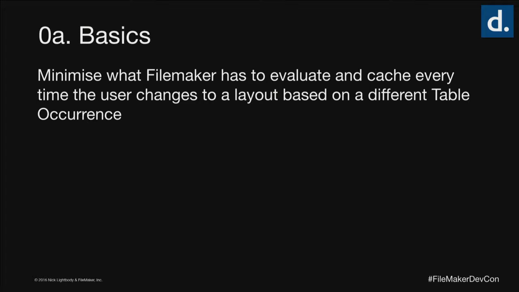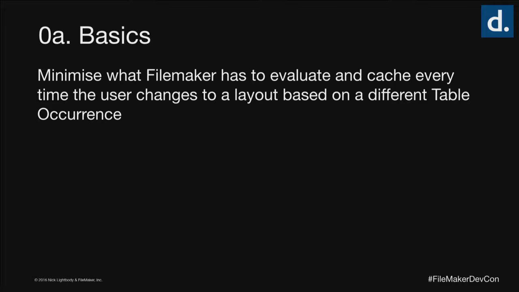So the first basics, though, we've already said we need to keep things simple. We know FileMaker has to evaluate and cache everything it sees whenever anything happens. So we need to try and reduce what's happening. And the basic starting point for most people in this is to use some sort of UI that's based on a UI table, on UI records, that has very little data in it, and then only takes you in through portals or through lists and other layouts to data when you actually need it.